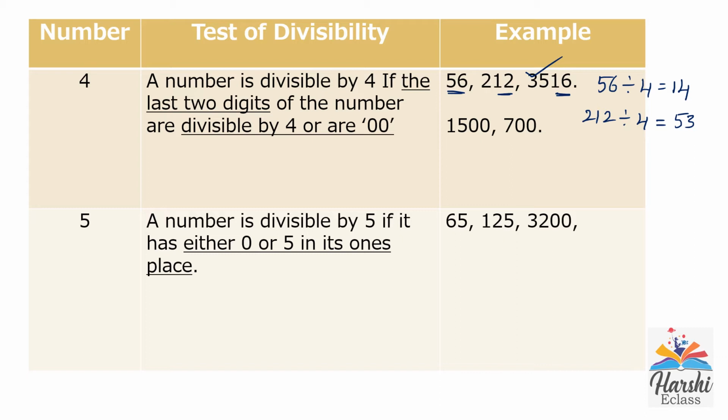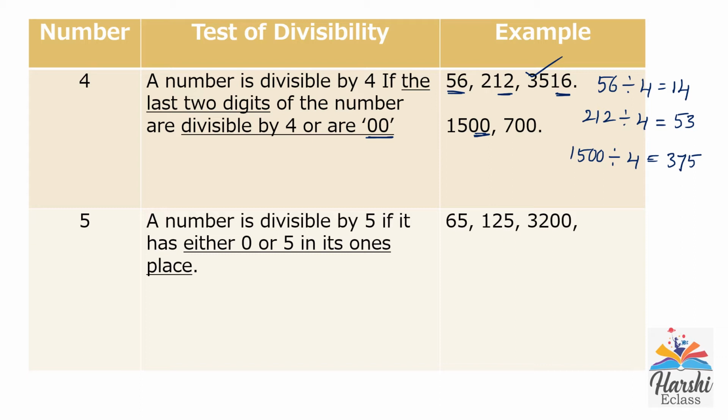Another thing is that if any number is ending with two zeros, that is also divisible by 4. For example, 1500. It is ending with two zeros. So it is also divisible by 4. 1500 divided by 4. 4 threes are 12. 4 sevens are 28. 4 fives are 20.